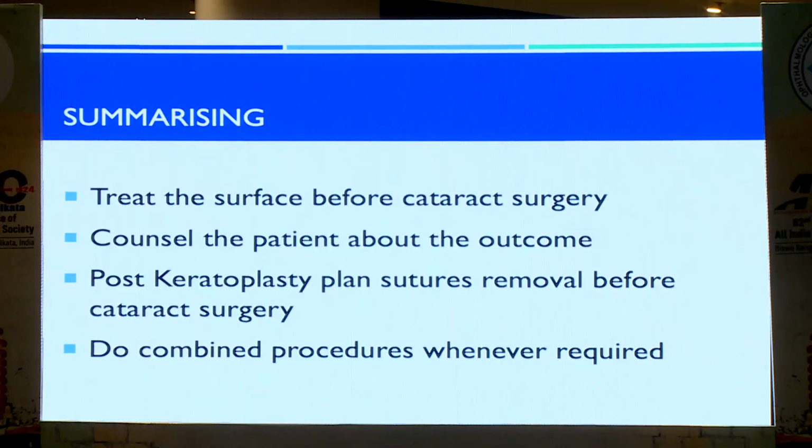So outcome: post keratoplasty, plan suture removal before the cataract surgery, and do combined procedures whenever required.